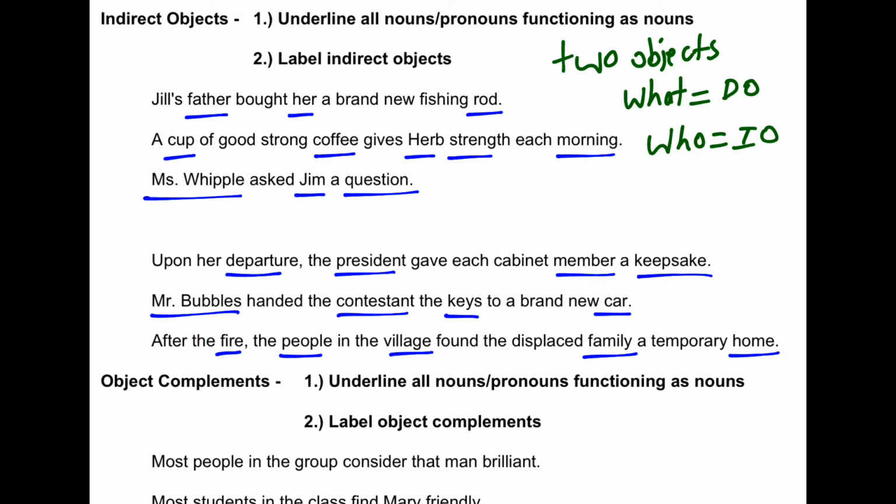If we pay attention to the action verbs, Jill's father bought. What did he buy? A rod. Who did he buy it for? Her. Coffee gives what? Strength. To who? Herb. Miss Whipple asked. Asked what? A question. To who? Jim.